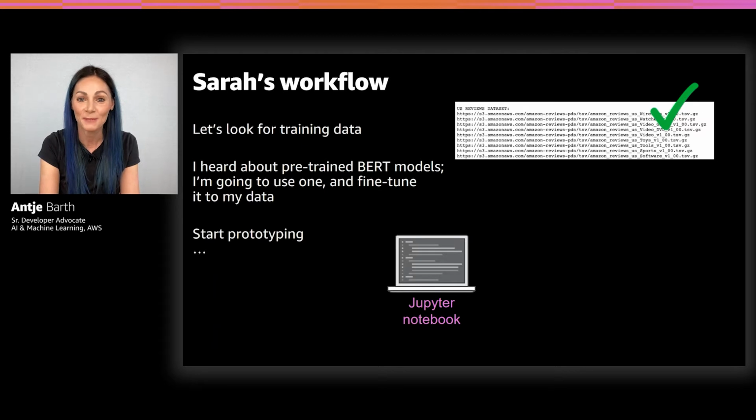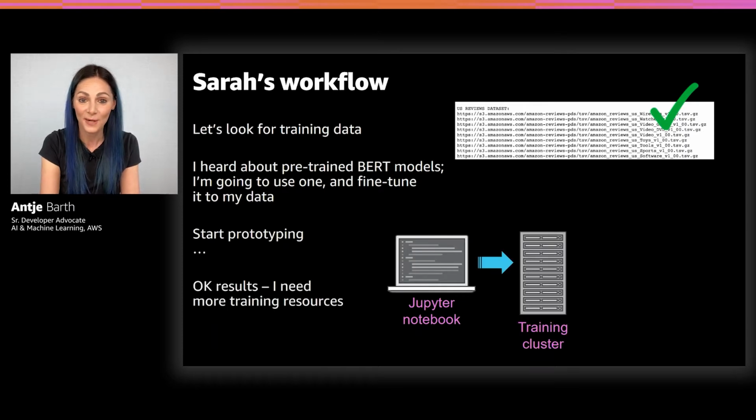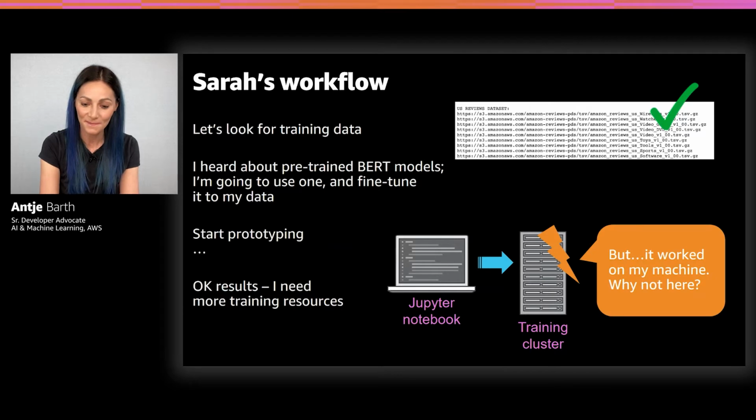All right, and Sarah starts prototyping the model code in her Jupyter environment. After a while, she really gets okay results. So now she needs to move the code to a training environment that has more resources so that she can run more sophisticated, more complex training jobs on more data. All right, so she's moving the code over to the other environment, and shoot, something isn't working anymore. The code doesn't run as expected. And I would assume many of you have been in a similar situation, including myself. When you try to port code that you developed on one environment to another environment.